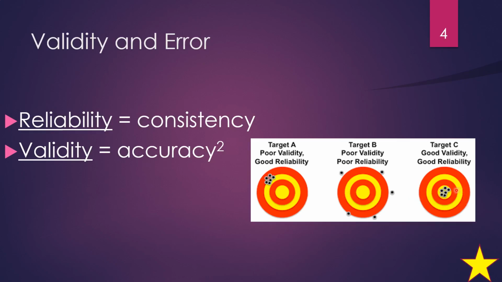Here's your good reliability and good validity. Here's somebody who is shooting on target. They're accurately hitting the bullseye. And so they're hitting the bullseye, that's validity, but they're hitting the bullseye every time. That's reliability. So does it make sense that you can have reliability, consistent results, without validity, accurate results?